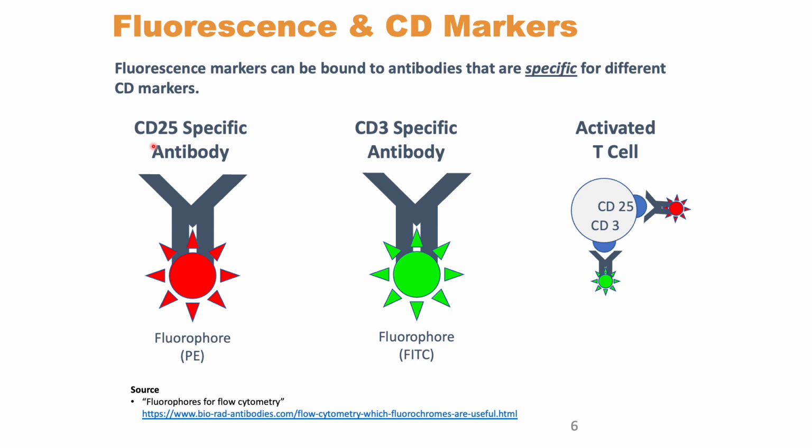Therefore, in this example, after doing flow cytometry, we can detect both red and green lights, and then we can say, okay, this cell, if it's emitting both green signals and red signals, must be an activated T cell, since only T cells have these CD25 and CD3 markers, and hence it must be a T cell. Remember, a T cell is a cell that is part of our immune system.